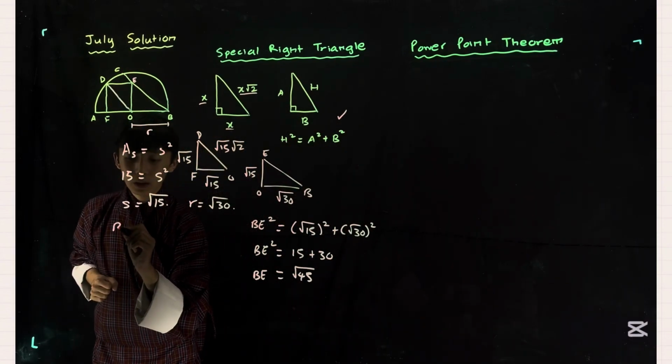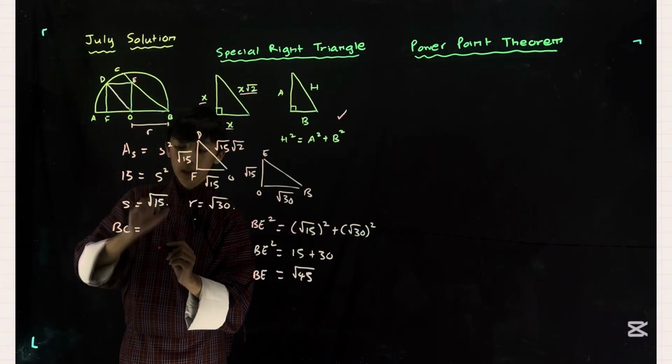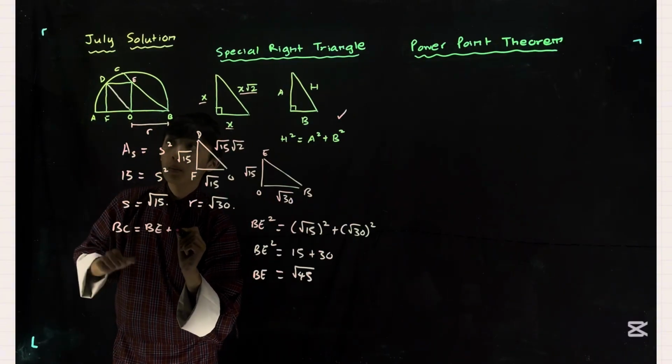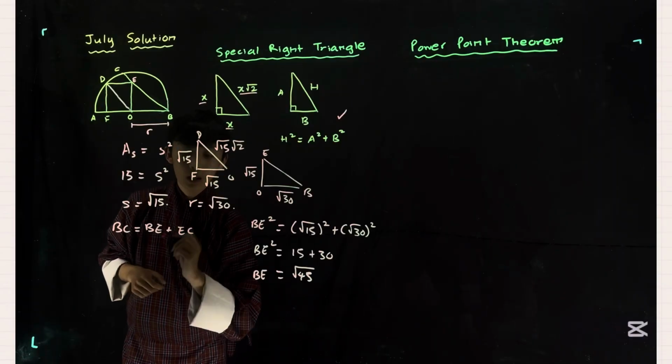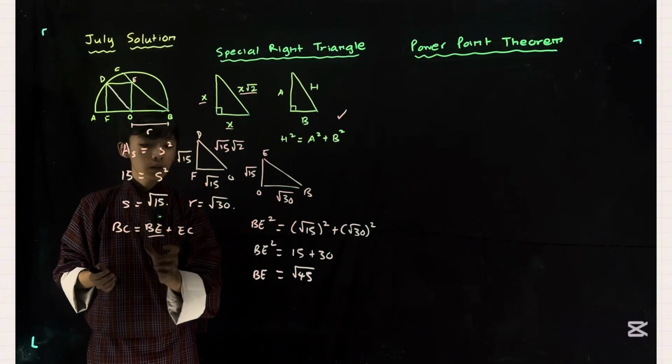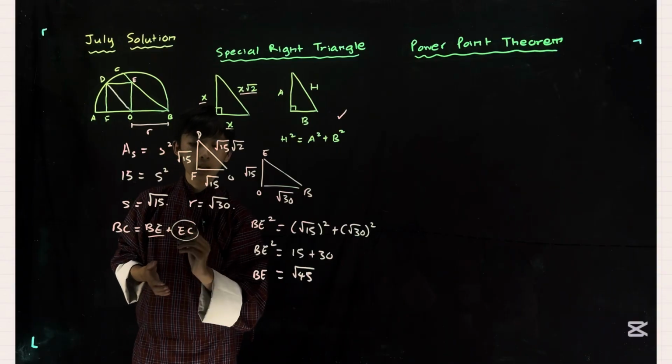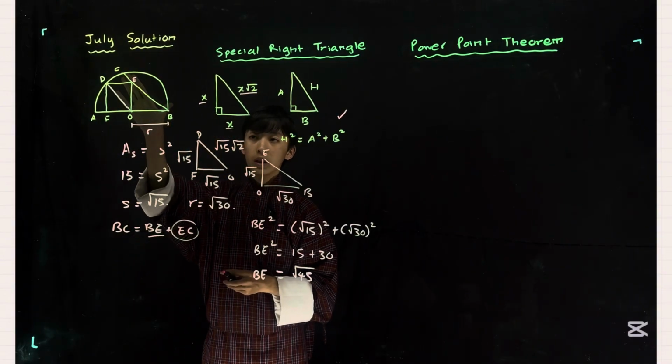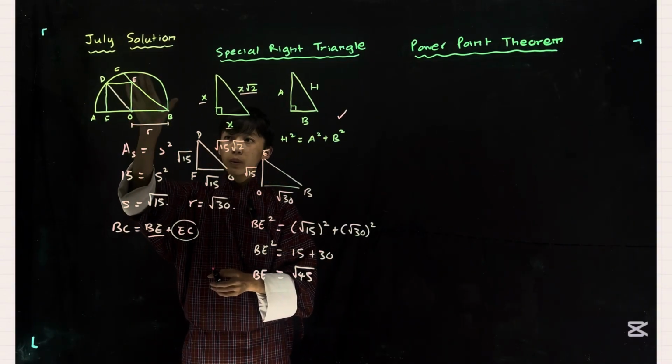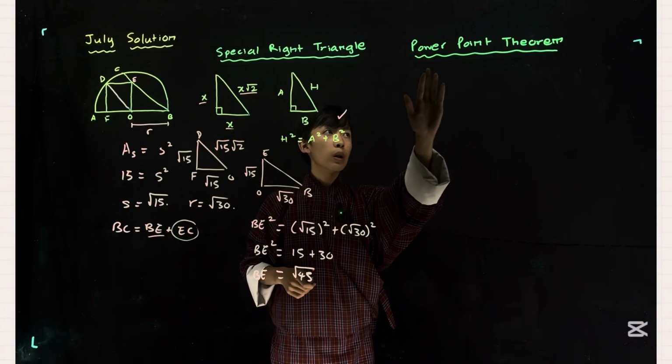Now we found the length of BE, but our task is to find the length of BC. So we know that BC is equal to BE plus E to C. So we have the length of BE, but how can we find E to C? So we can see that B to C is a line. So keeping this in mind, we can use the power of a point theorem.